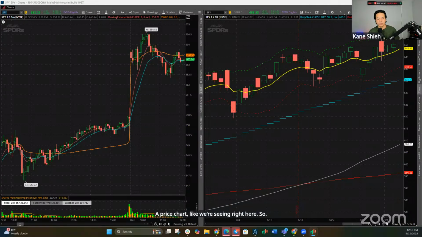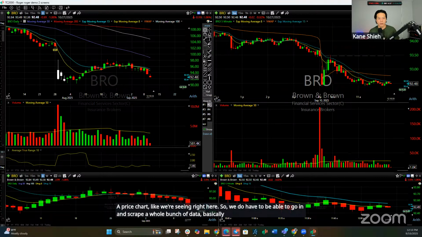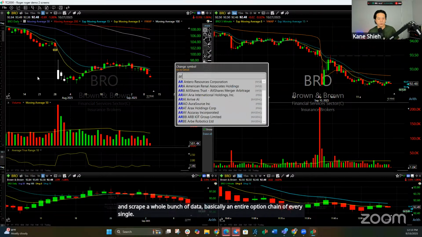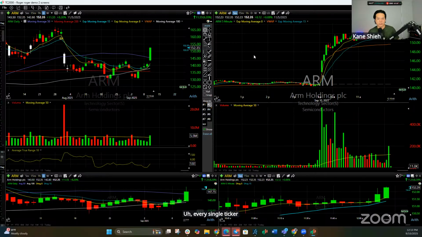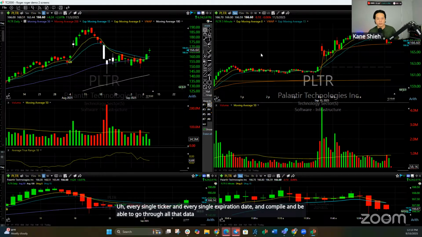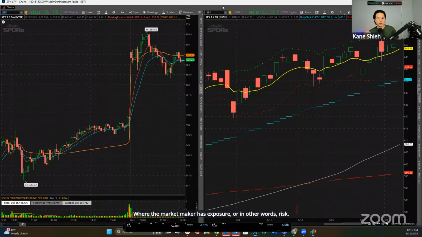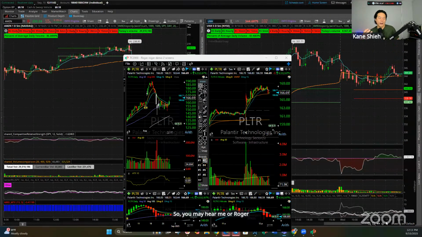So we do have to be able to go in and scrape a whole bunch of data, basically an entire option chain of every single ticker and every single expiration date, and compile and be able to go through all that data and analyze it. And what it does is it shows you where the market maker has exposure, or in other words, risk. So you may hear me or Roger talk about what I call liquidity pockets, basically areas of supply and demand. And markets will move from areas of liquidity to liquidity.